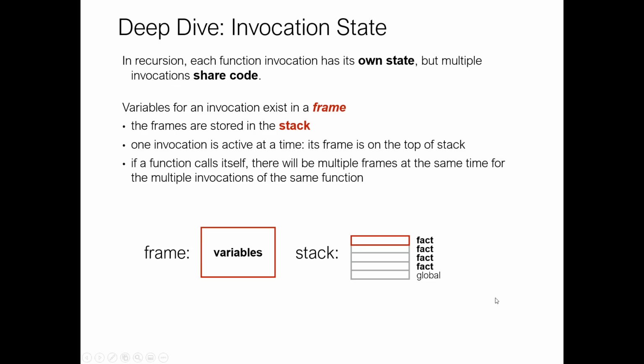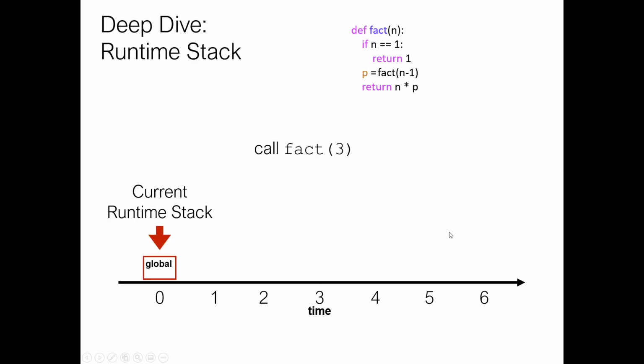So the bottom frame will always be the global one, and then the rest of these will be function invocations. And we may have multiple function invocations for the same function simultaneously. And again, only one of these is active, the rest are waiting. So let's take a deep dive at the runtime stack and take a look at what's really going on. In this case, I'm going to be calling Factorial 3 for my example. I've got the code there for review in the upper right-hand corner.